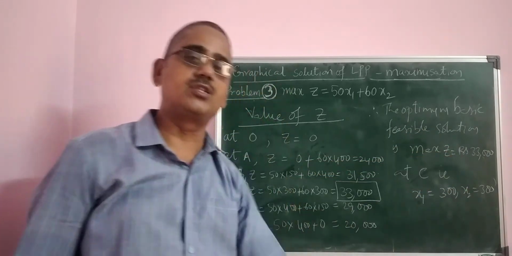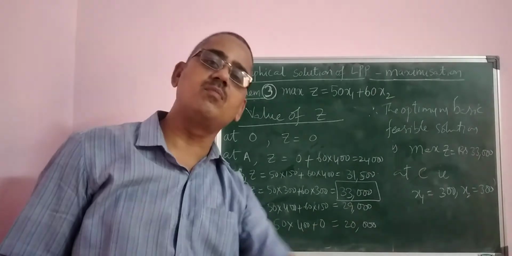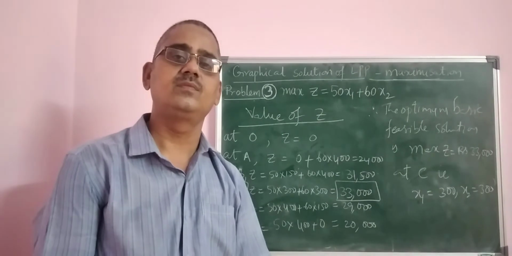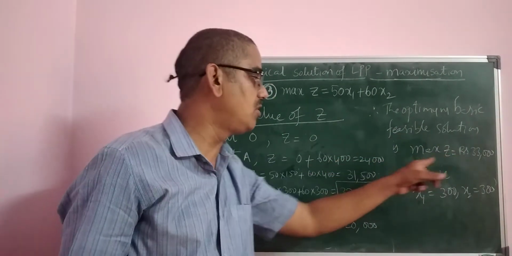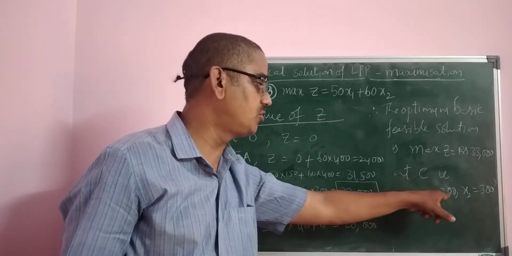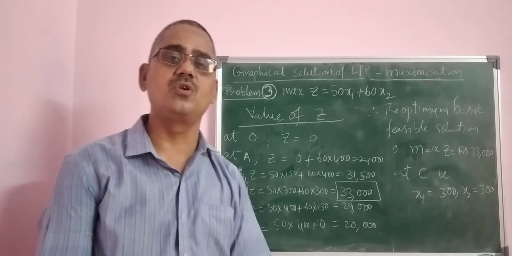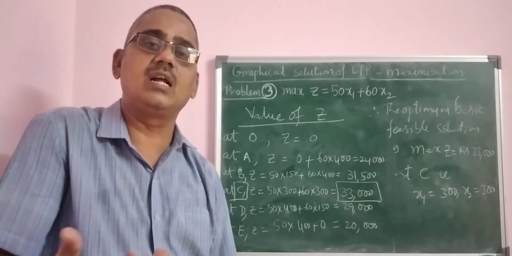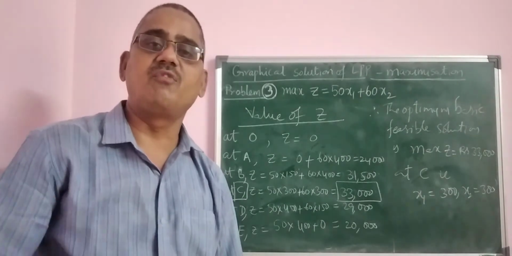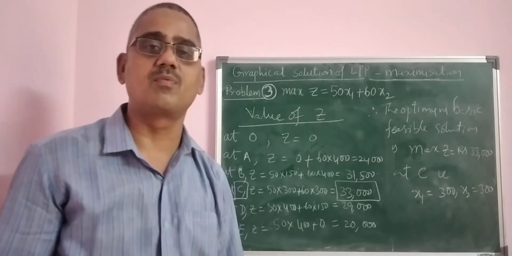You have to write 2 points. 1, the values of x1, x2. 2, the maximum value of z or minimum value of z. So this is the optimum basic feasible solution: maximize z at C, that is at x1 is equal to 300, x2 is equal to 300. Hope you understand. This is the graphical method of solving the problem. Thank you.